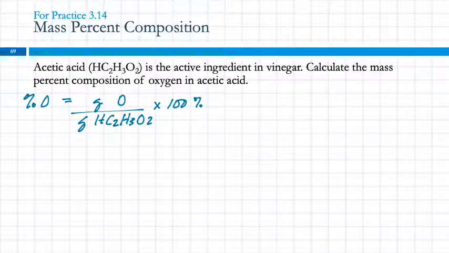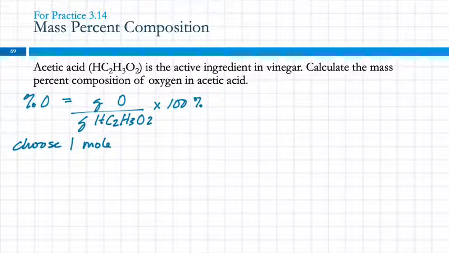Okay, so we need the mass of oxygen and the mass of acetic acid, but the problem doesn't tell us how big our sample is because it doesn't matter. The percent composition is the same whether I have a teaspoon of this or a tanker truck full of it. So we get to pick the amount. So we're going to choose 1 mole because it makes the calculations easier.